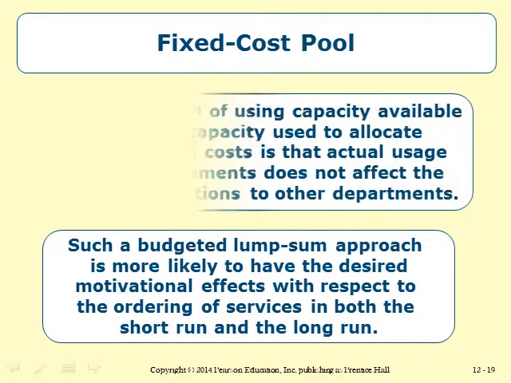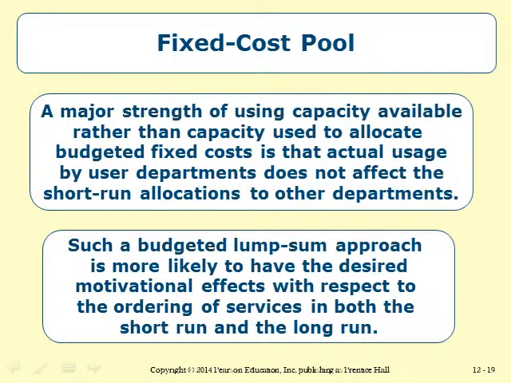A major strength of using capacity available rather than capacity used when allocating budgeted fixed costs is that actual usage by service departments does not affect the short-run allocations to other user departments. Such a budgeted lump sum approach is more likely to have the desired motivational effects with respect to the ordering of services in both the short term and the long term.